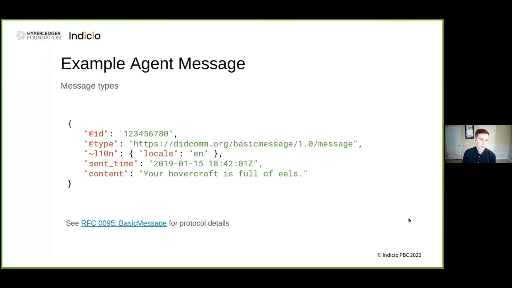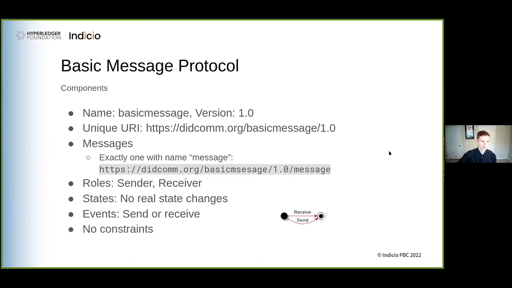So let's take a look at an example message here from a specific protocol. This is the basic message protocol, the basic message. And this is the general shape of it. Analyzing this message type here, we can pick out the different pieces of the protocol described.